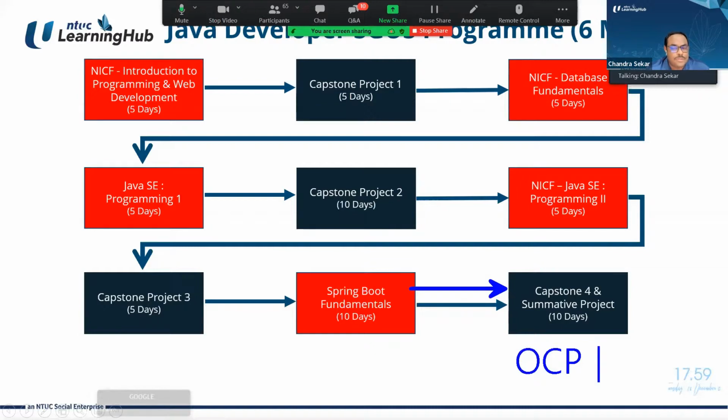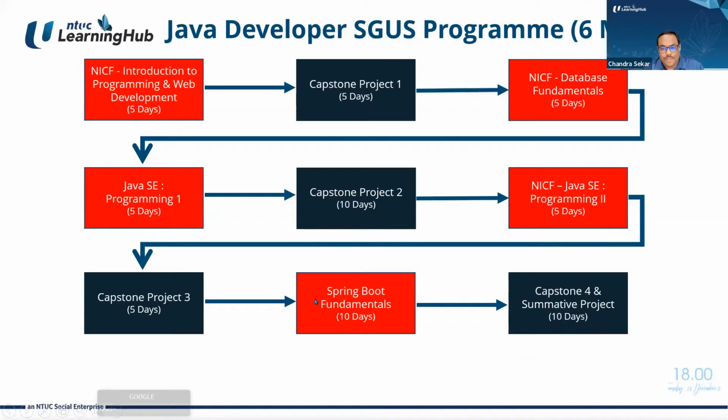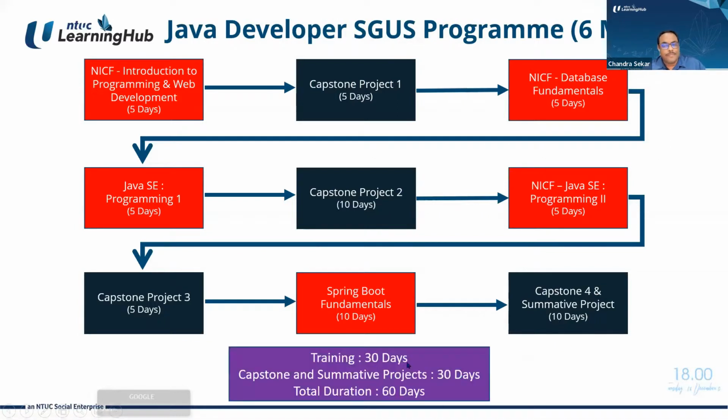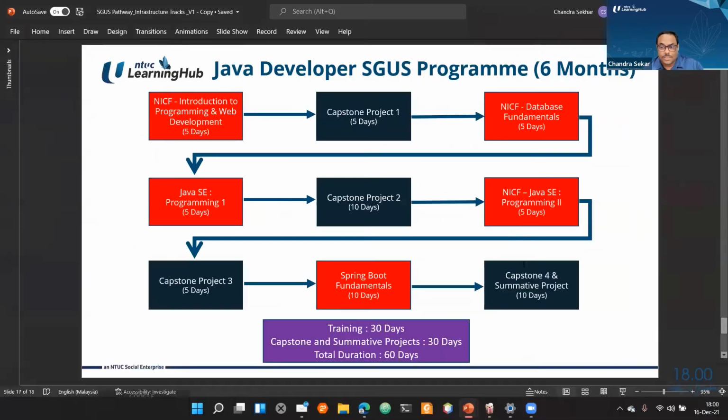So 4 capstones. In short, the training is for a total of 60 days. As you can notice, the training is for 30 days and capstone and summative projects are for 30 days. So the total duration is 60 days in total. So that's the plan that we are having. So that's about the Java programming. If you have any questions, I'll be more than happy to answer them for you.